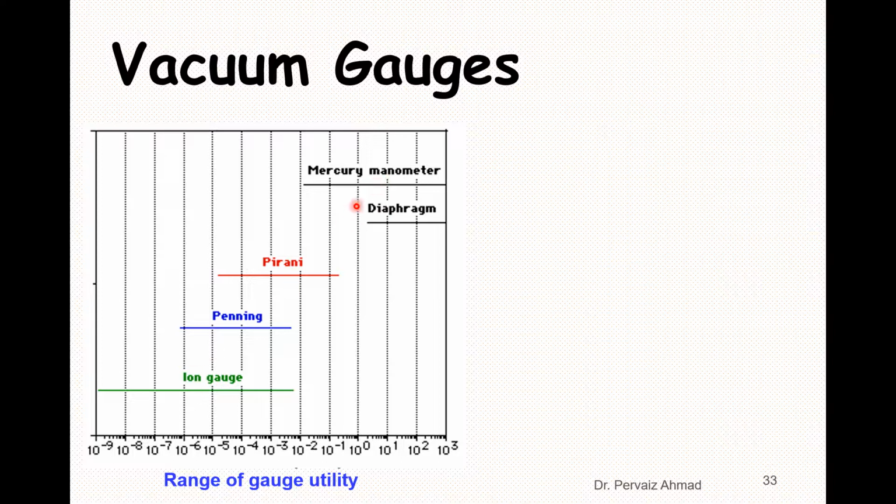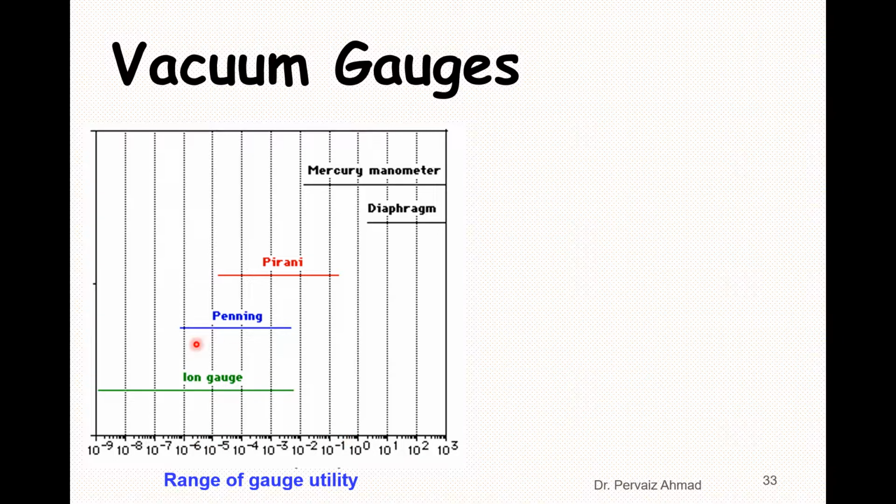We have a mercury manometer gauge, which can be utilized in a vacuum range from 10 raised to power minus 3 to 10 raised to power minus 2. Then we have a diaphragm gauge, which can be utilized from 10 raised to power minus 3 to 1 atmospheric pressure. Then we have the Pirani gauge, which can be utilized in a vacuum range of 10 raised to power minus 1 to 10 raised to power minus 5.